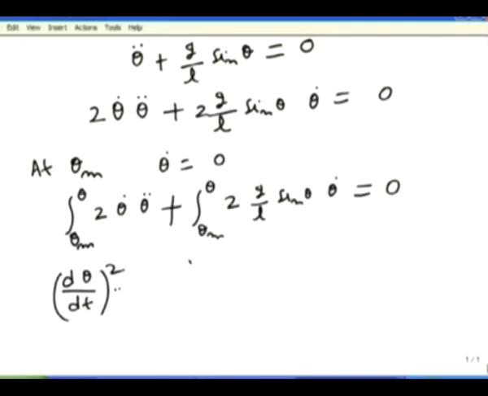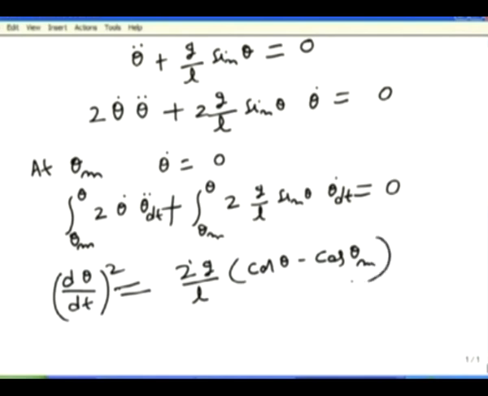Okay, I must put an integration sign here, integration sign dt, then it becomes that complete. This is equal to 2g by L into cos theta minus cos theta m. So, integration of this comes out to be cos theta minus cos theta m, this is the thing.